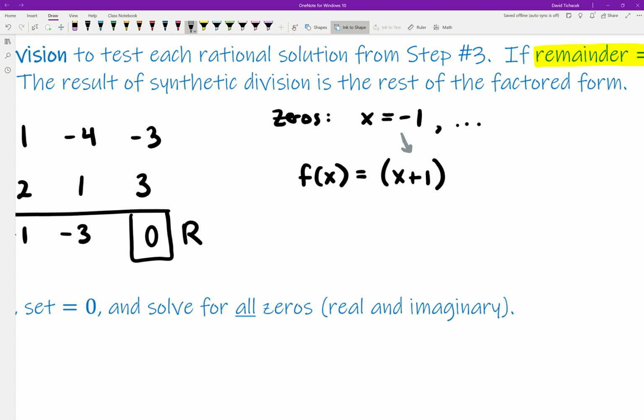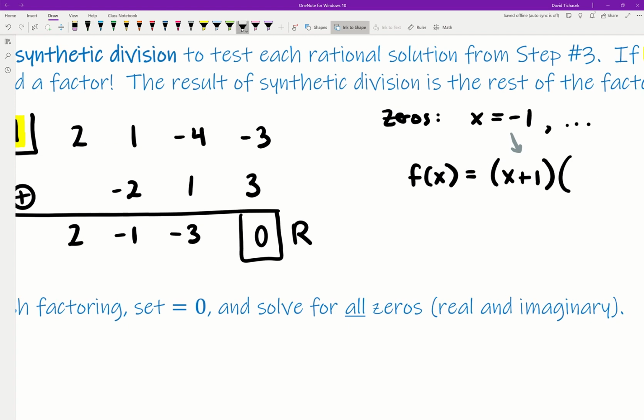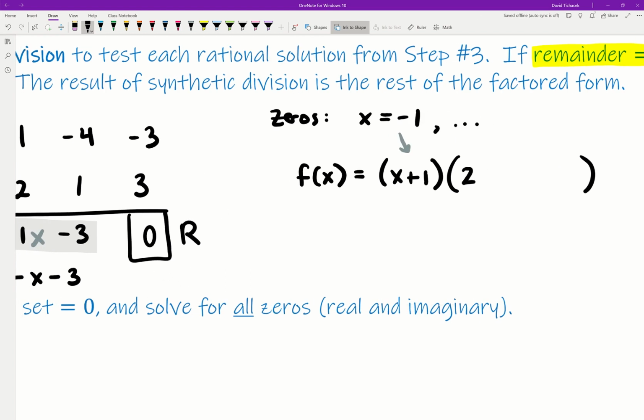Now, that would be x plus 1 times something else, and if you're asking yourself what that something else is, then you don't need to look any further than just what the quotient of your synthetic division was over here, okay? So remember how we interpret this. That middle number is our x term, and then that first number would be our x squared term. So cleaning that up a little bit, we would have 2x squared minus x minus 3, and that would be exactly what goes over here, 2x squared minus x minus 3, okay?